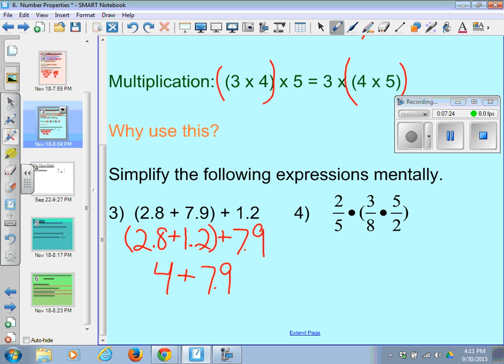On number 4, with multiplication, we would associate two different ones here. We'd think to ourselves, what would make it easier for me to associate these numbers with? Well, I'll go ahead and group up. I'll move 3/8 outside of our group. And now I'll just go ahead and move 2/5 inside our group.